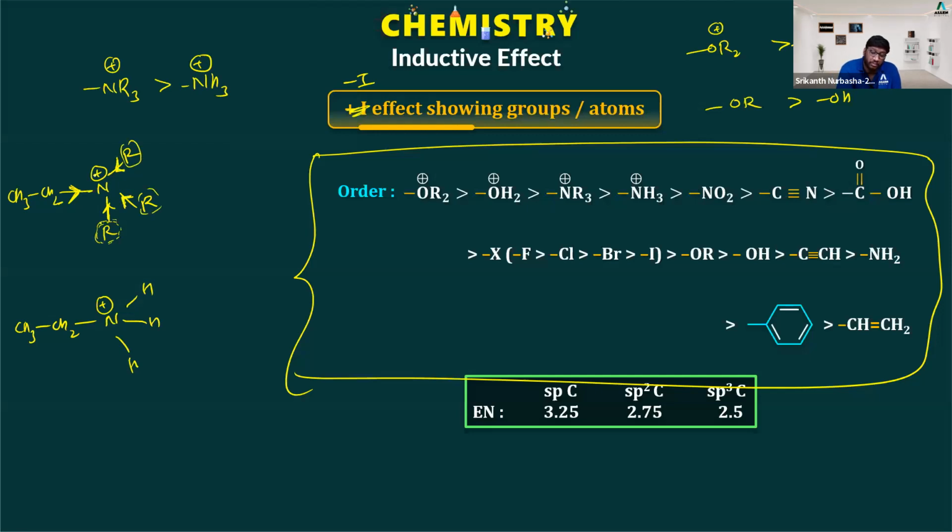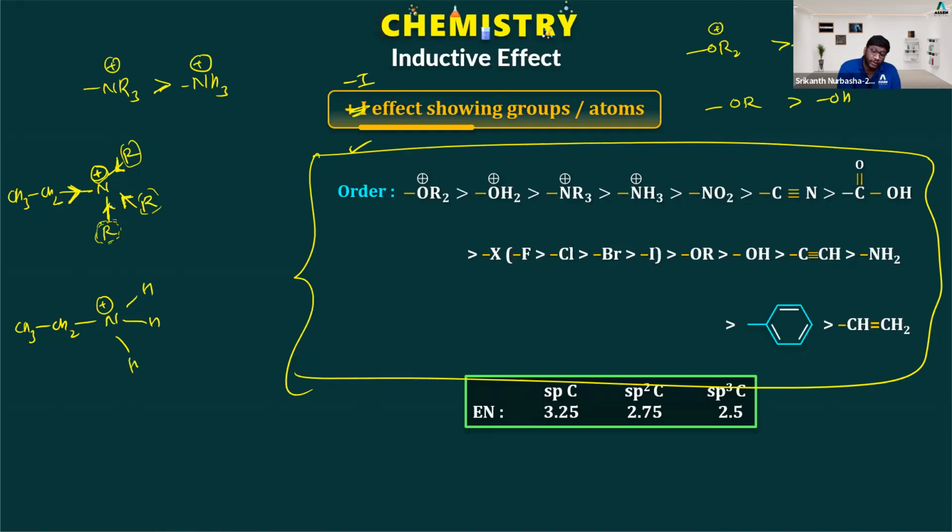Because of electron donation, the positive charge of nitrogen is decreased. If the positive charge of nitrogen is decreased, it should not withdraw the electron density greatly. So as per this logic, which should be greater, NR3 plus or NH3 plus? NH3 plus should be greater. So is the order correct or incorrect? Or are we missing something else? The order is correct. This is the correct order of electron withdrawing tendency of minus I effect showing groups. NR3 plus has greater electron withdrawing tendency when compared to NH3 plus.